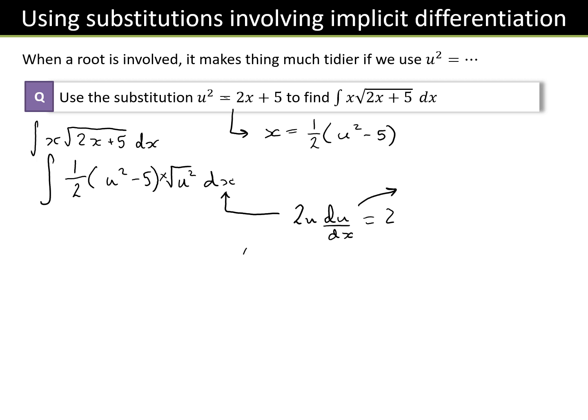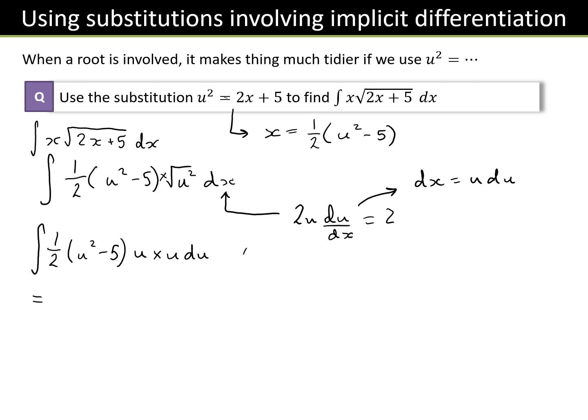Now, let's rearrange it for dx. So dx is equal to u du. Yeah, multiply the du by dx up, divide by the 2, so dx equals u du. So our integral is actually a half lots of u squared minus 5. Square root of u squared is just u, and dx is u du.